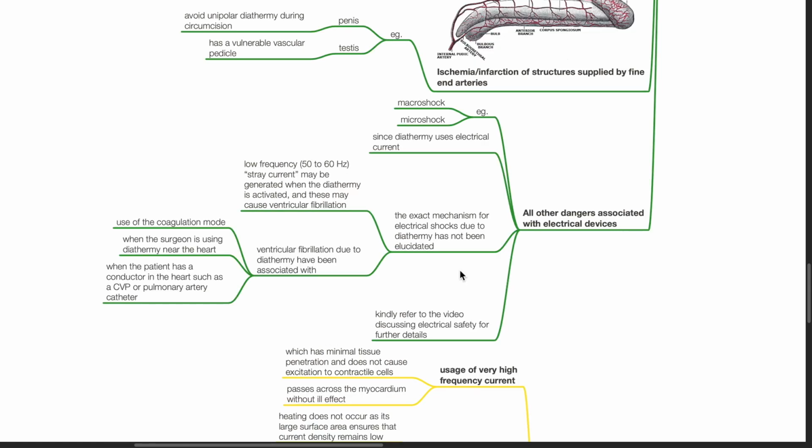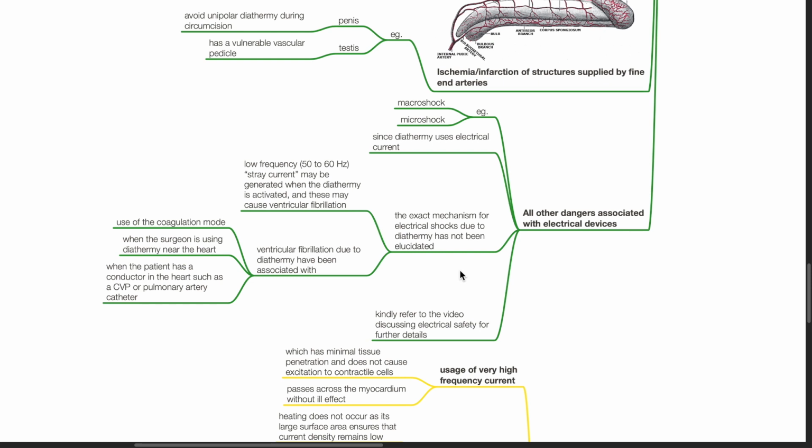Macroshock and microshock can occur with diathermy since diathermy uses electric current. The exact mechanism for electrical shocks due to diathermy has not been elucidated. Low-frequency 50 to 60 Hz stray current may be generated when diathermy is activated, and this may cause ventricular fibrillation.